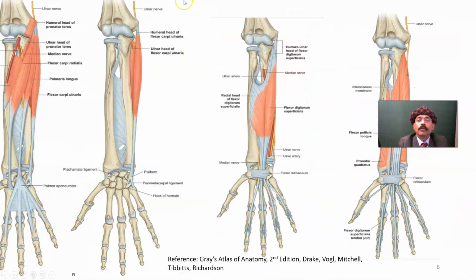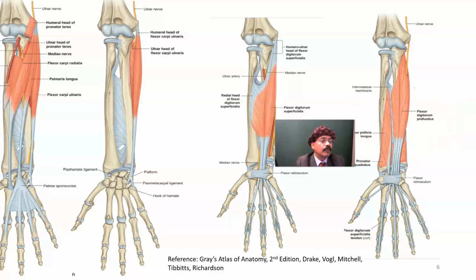Okay, again we are looking at that. This is the muscle. What is that muscle? Flexor carpi ulnaris, nerve supply by the ulnar nerve. Here is the flexor digitorum superficialis muscle. Okay, and we'll get the flexor digitorum profundus underneath it, flexor digitorum profundus muscle here.